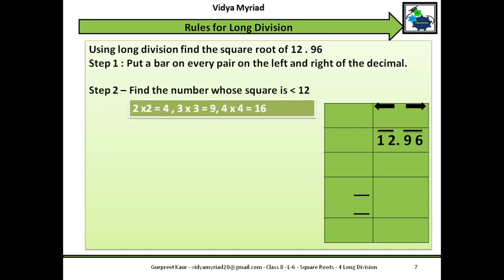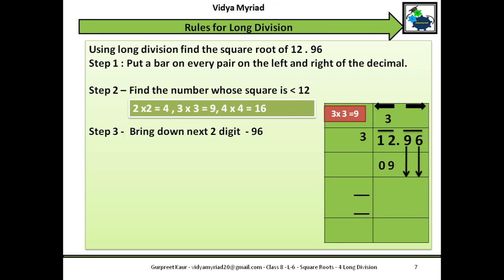Then try to find out the multiple. 2 into 2 is 4, 3 into 3 is 9, 4 into 4 is 16, which means it will go on 3 into 3. 16 cannot come. So I will write 3 into 3 as 9. Subtract it and write 96 below. You get 396.